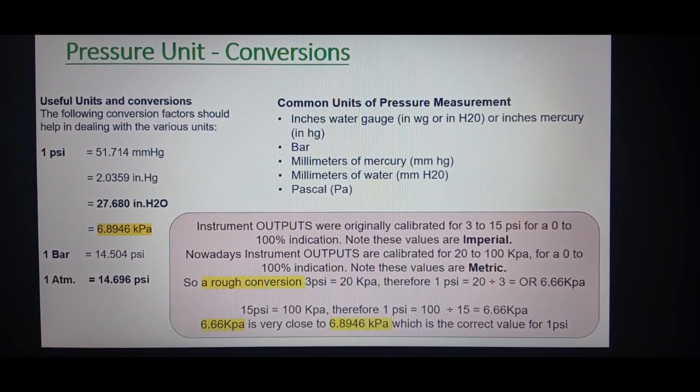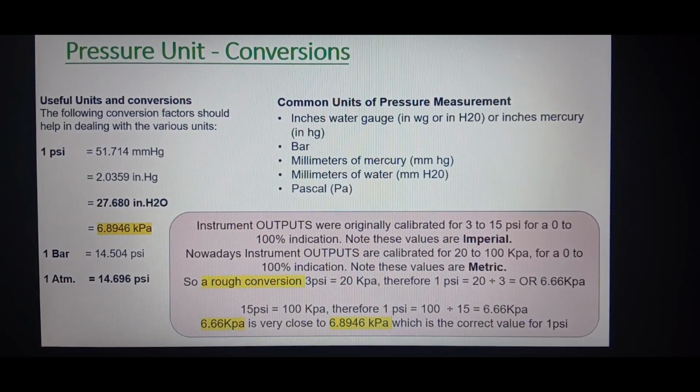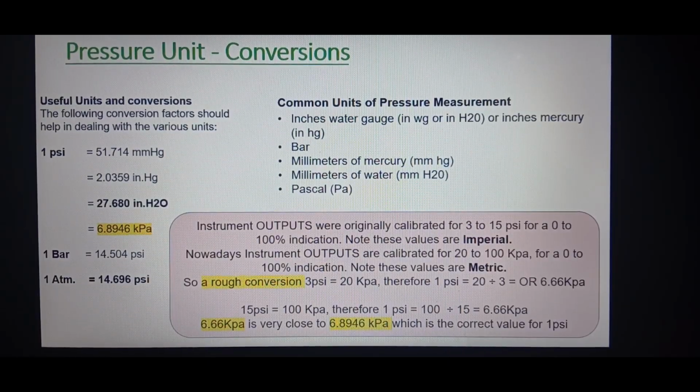Pressure unit conversions, useful units and conversions. The following conversion factors should help in dealing with various units. If you can remember, 1 psi equals 51.714 millimeters mercury, great. I would not remember that easily. I might remember it's 2 inches mercury, roughly 2, because if you round that off, that might be an easier figure to remember. 1 psi is 2 inches of mercury.